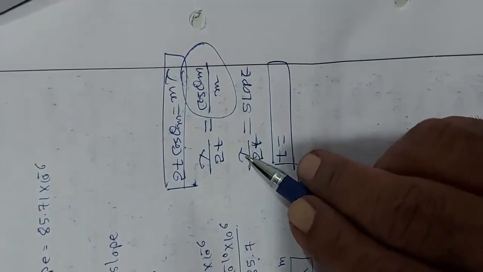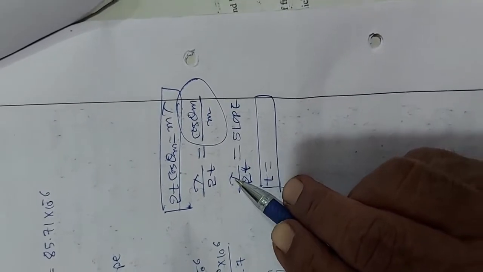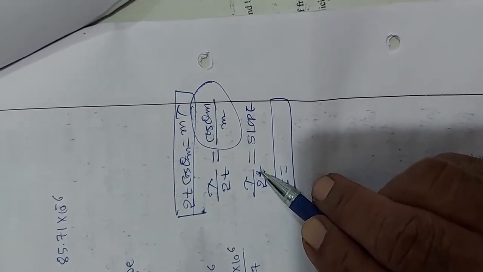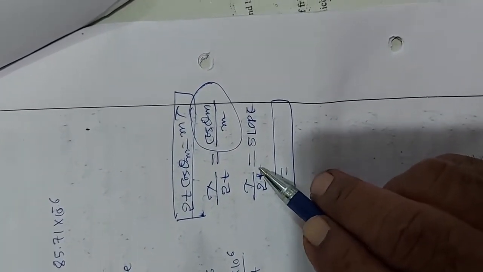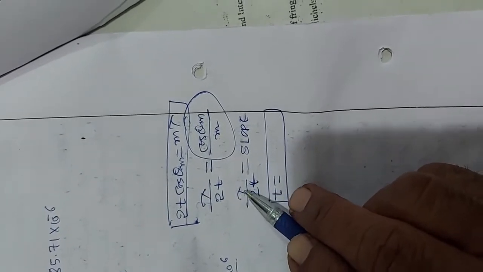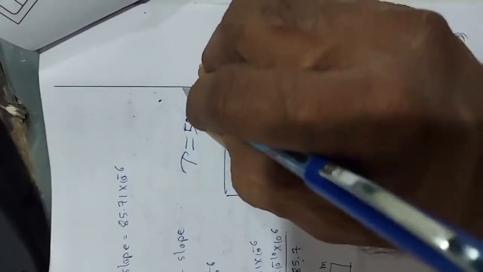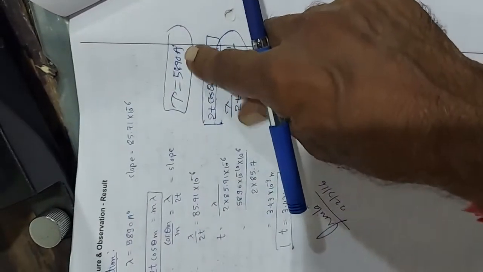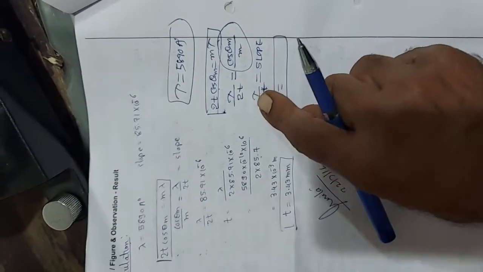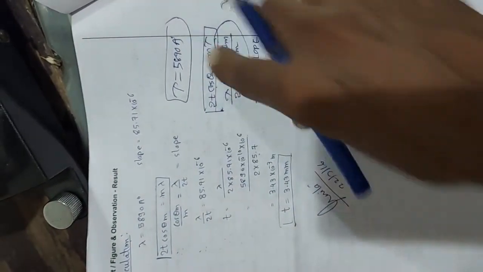Now, if the wavelength of the light is given to you, you can find the thickness of the air film formed between two plates. If the thickness of the air film is given to you, you can find the wavelength. In this experiment, we will give the wavelength of the yellow light. The wavelength of the sodium light is 5890 angstrom.